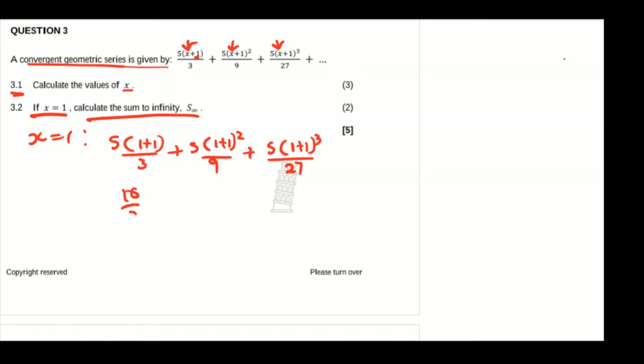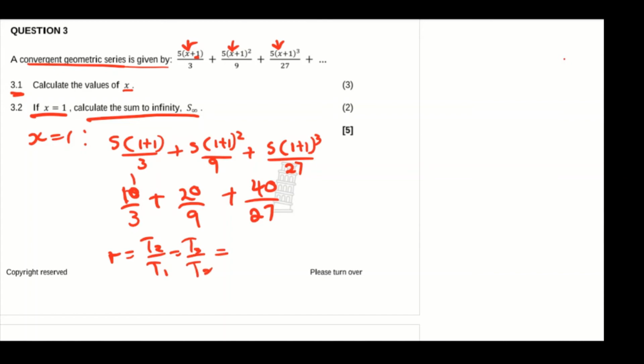I got 10 over 3, plus 20 over 9, plus 40 over 27, right? And then my r is term number 2 over term number 1, which is equal to term number 3 over term number 2. So this is term number 1, term number 2, term number 3. You divide that out and you're going to get r being equal to 2 over 3. So this is the final answer for r, and then my a value is this 10 over 3. So a is equal to 10 over 3, r is equal to 2 over 3, right?